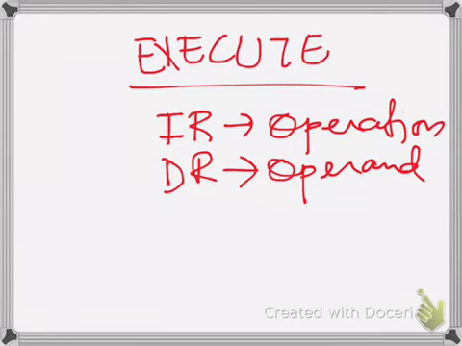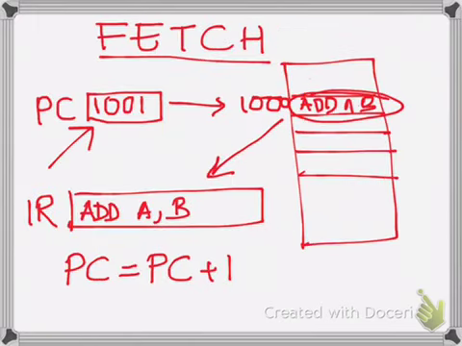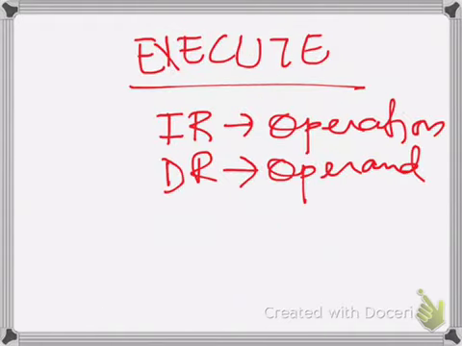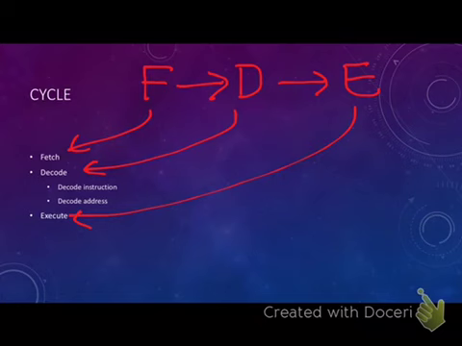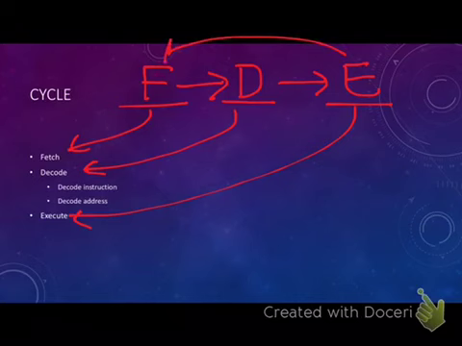Once this execution is complete, it goes back to the fetch. Why? Because now it has to execute the next instruction in sequence. So it goes on like this: fetch, decode, execute. This is called a cycle because after execute you come back to fetch. You fetch the instruction, decode the instruction, find the operands, and then execute the instruction, and then go back and execute the next instruction. Together this is known as your instruction cycle.